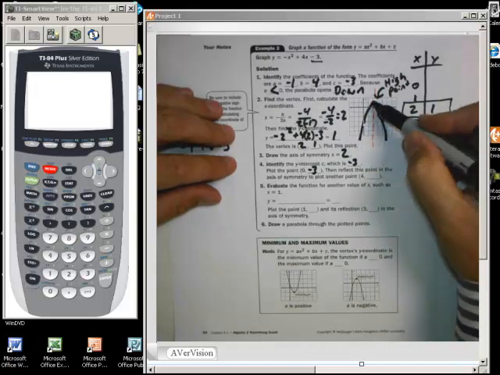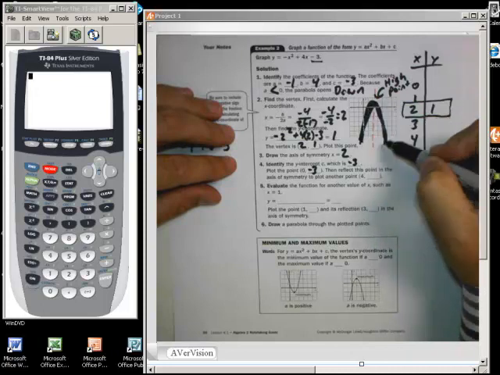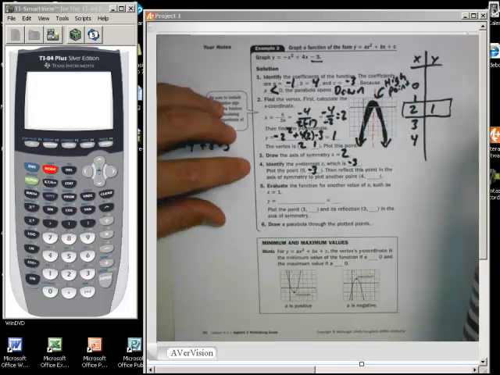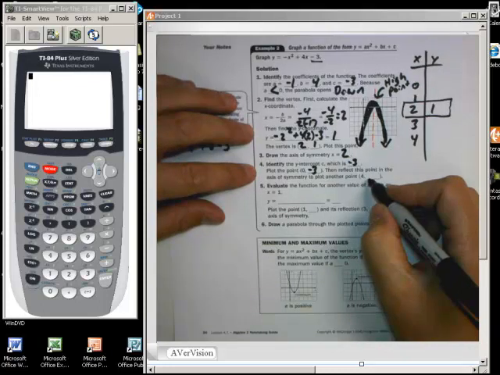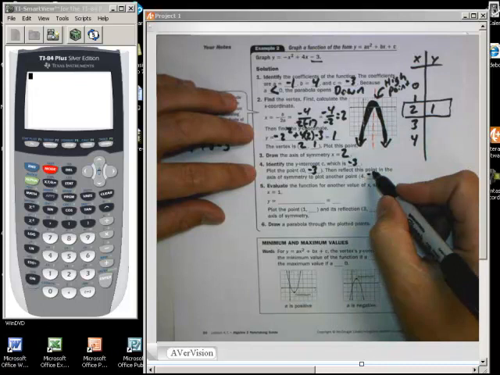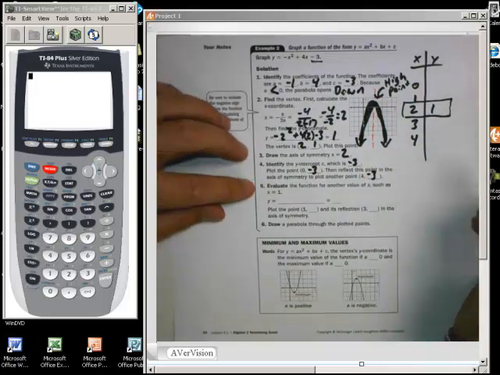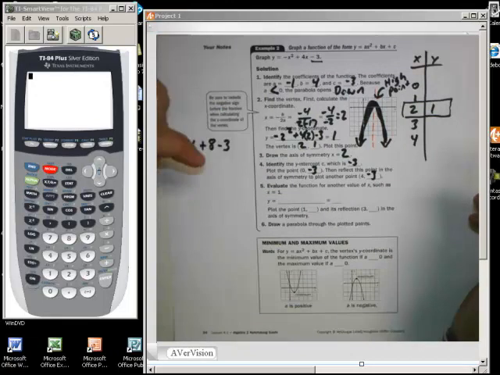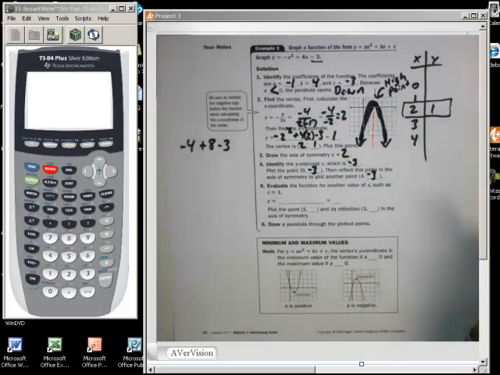Oh, that's not a very good curve, is it? Let's try that again. Nice, smooth, parabolic curve. I'm sure yours looks better than mine does right now. Then reflect this point over, and when we went 2 over and 2 more over, we had 4, negative 3, and look at what we have. You could do another value if you wanted, but you really don't have to. I only need 3 points to make that curve, so I already did it.